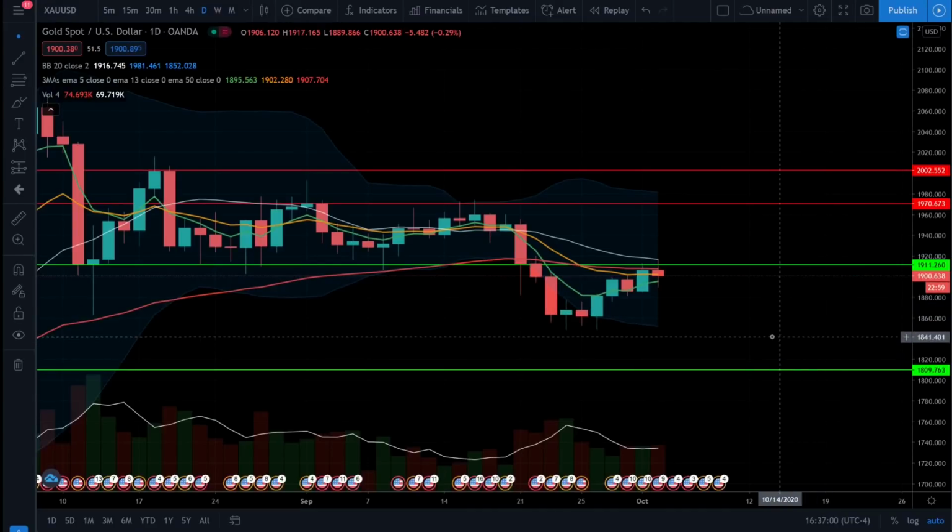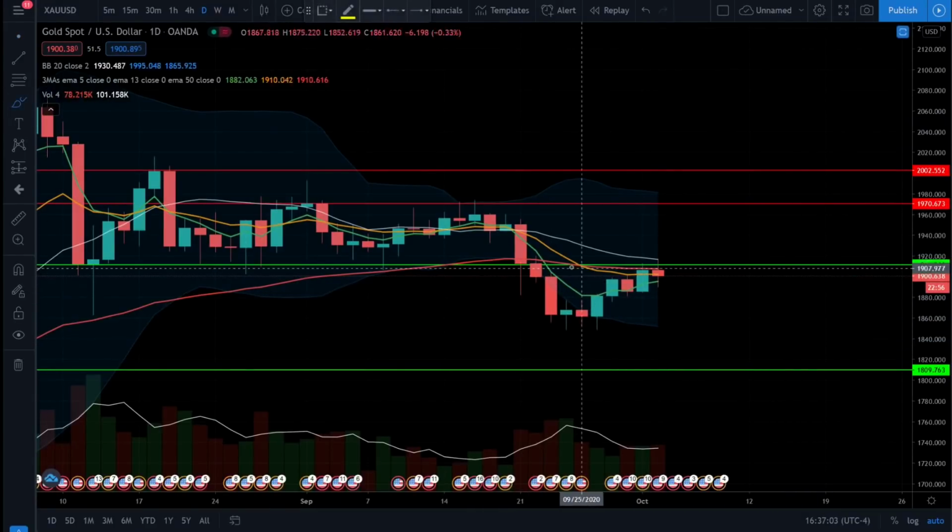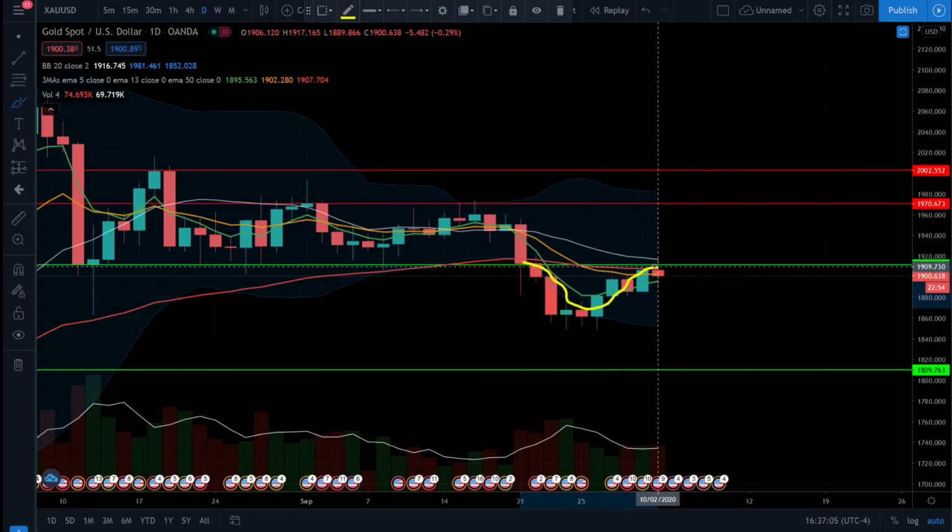Next up is gold, and gold's still doing almost exactly what we expect, which is coming back up to this previous support level and testing it as resistance.